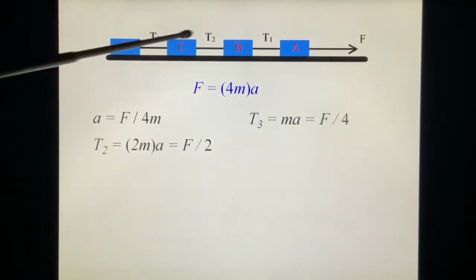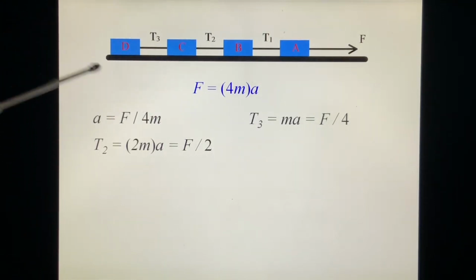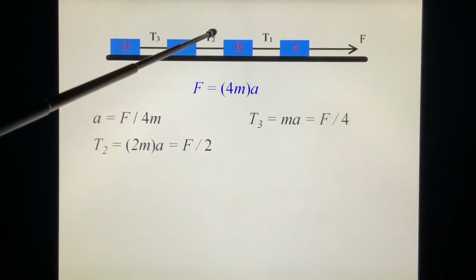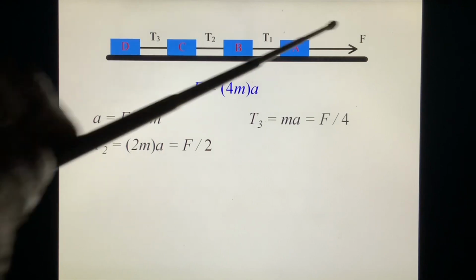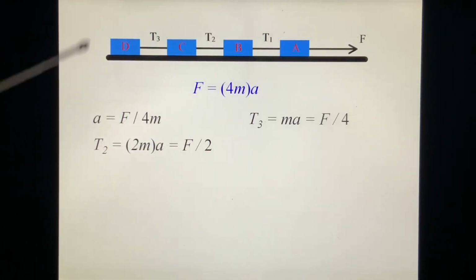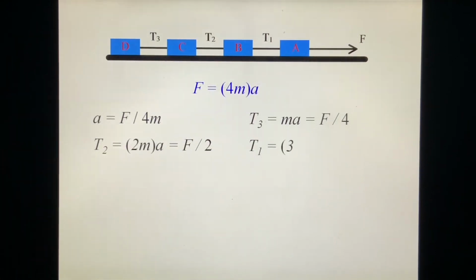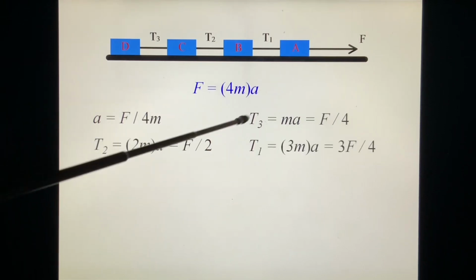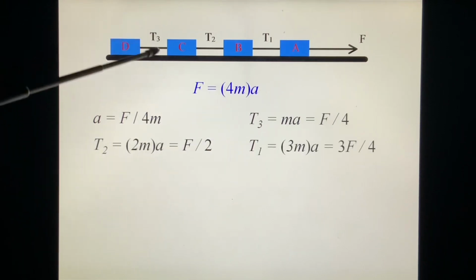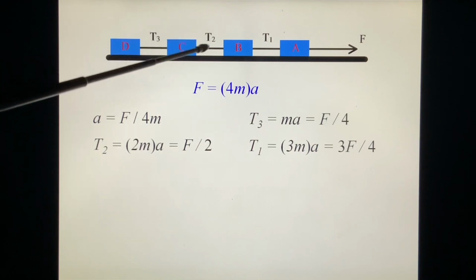For the same reason, we look at CD together. T2 equals 2m times a, which is half F. And T1 is 3/4 of F. We check T3 is the smallest. So if T3 reaches 20 Newton and breaks, T2 and T1 will break too.